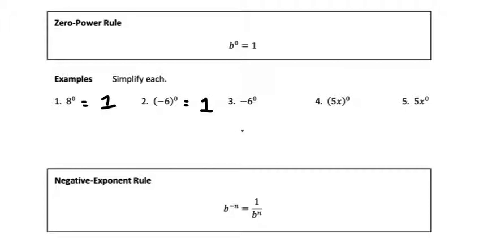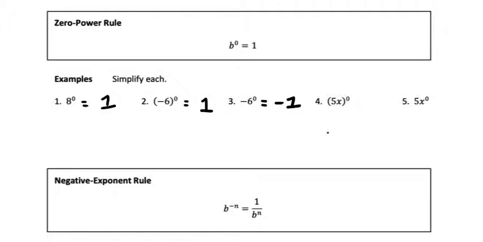Now pay close attention to the difference between number 2 and number 3. In number 2, the negative 6 is surrounded by parentheses. In number 3, there are not parentheses around the negative 6. And when we talked about order of operations in the last video, we saw that exponents come before you put a negative sign on. So for this one, I would do 6 to the 0 power first and then make it negative. So this is actually equal to negative 1.